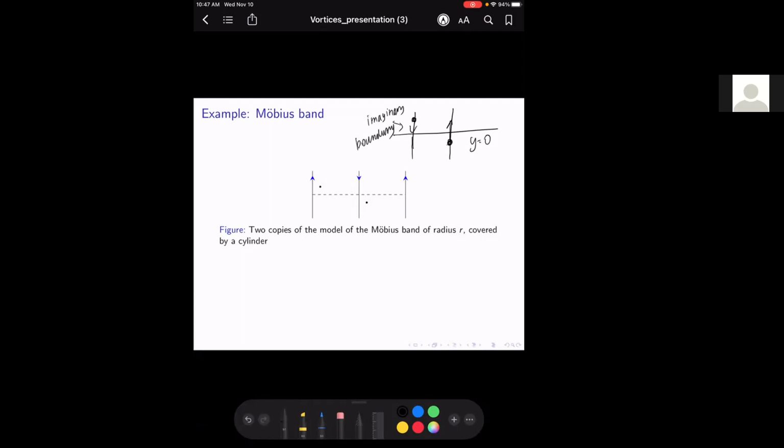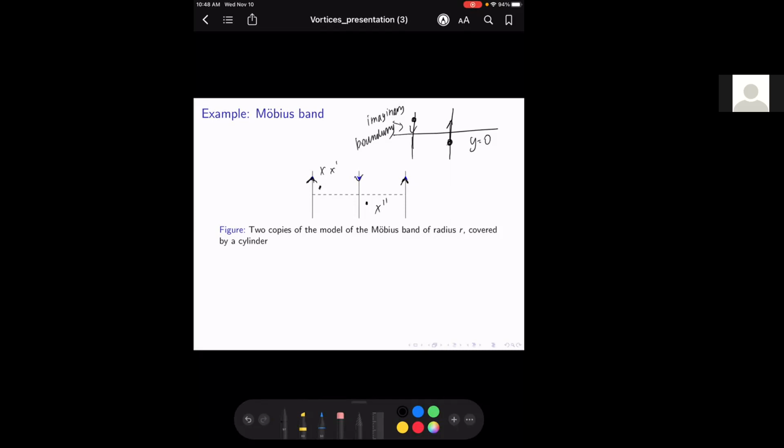So the double cover of this model of the Möbius band is a cylinder, right? Because we take one copy of the Möbius band and then flip it over, and gluing these sides together, we get a cylinder. So this point here will be x, and it will be x prime as well, because we're including one copy of the Möbius band here. This will be one part of the preimage, and this will be the other part of the preimage, which we denote by x double prime.